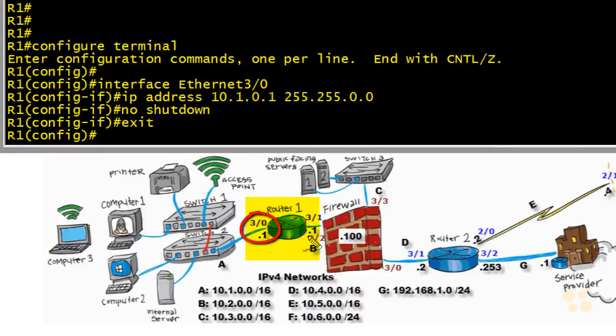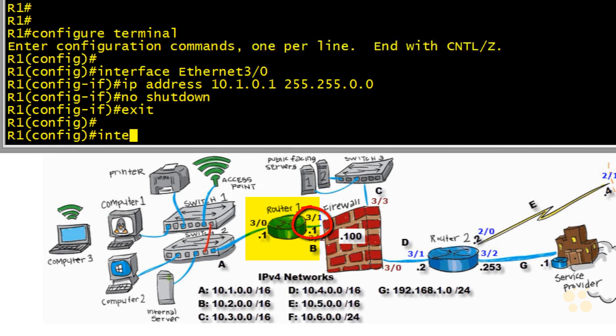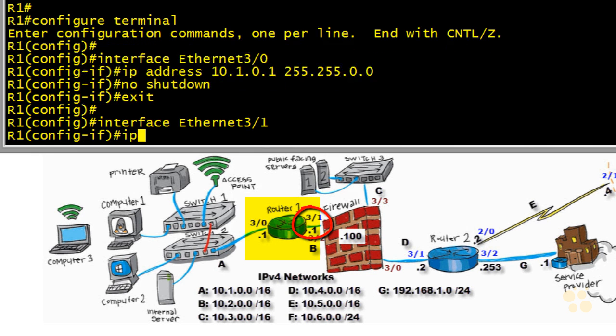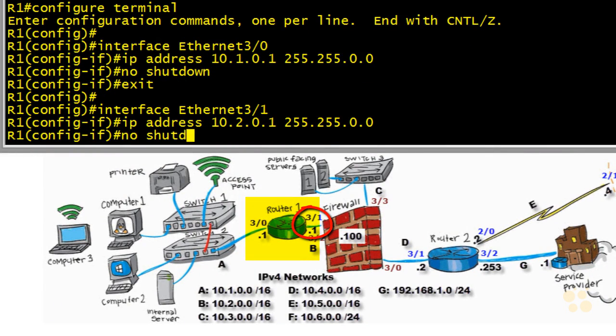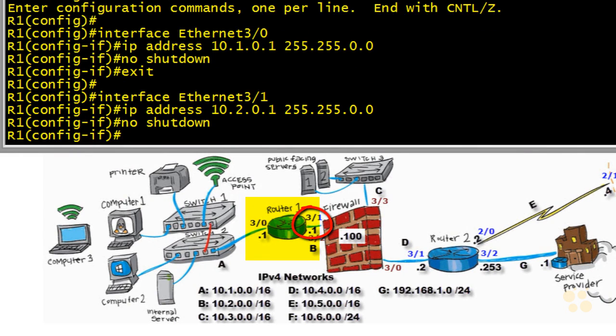However, we have another interface to configure. That's this one right here, interface 3/1, and it's going to have the IP address of .1 on network B, which is 10.2.0.0, that network /16. So we'll go into that specific interface, interface Ethernet 3/1, and use the command ip address 10.2.0.1. Then we'll put a 16-bit mask in dotted decimal, and do a no shutdown there as well.